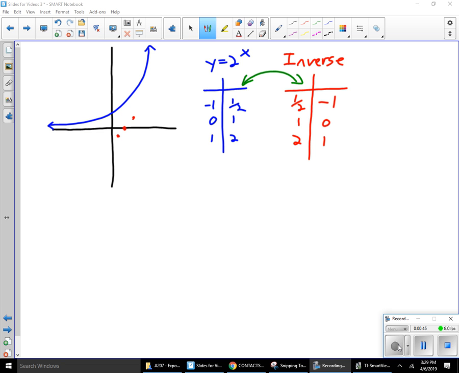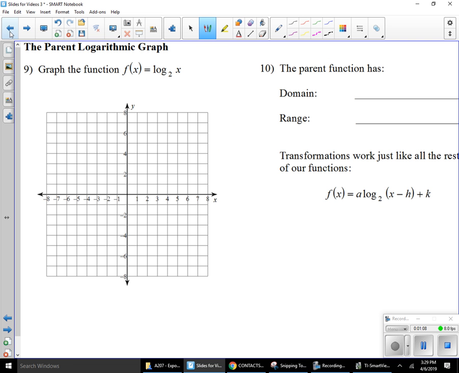Note that if I connect those dots, I do wind up with a reflection over y equals x. That's what we expect our inverses to look like, reflections over that identity function. So this is what we would expect log base 2 to look like. Let's see if that's what we get.